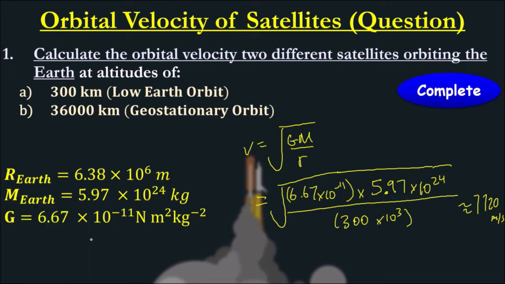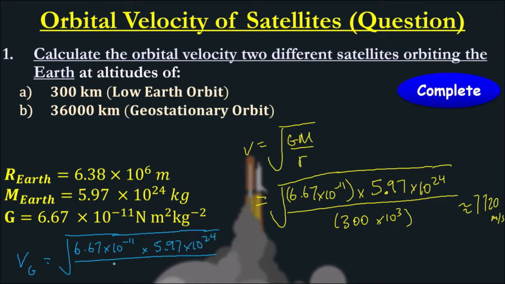And then for a geostationary orbit, so G for geo, 6.67 times 10 to the power minus 11, mass of Earth, and also, whoops, I forgot to add the radius of the Earth.